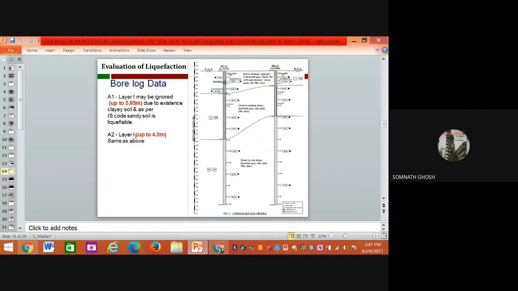Okay, so this is not our headache. Here, the same thing up to 4 meter level. It is basically a clayey soil. For clayey soil, we don't have any headache. The liquefaction takes place in sandy soil, where sand is more predominant, playing the major role.